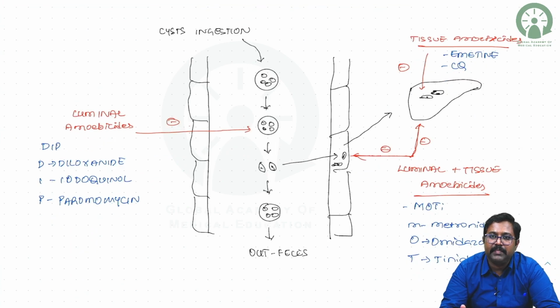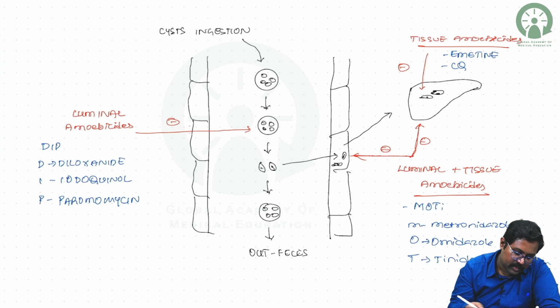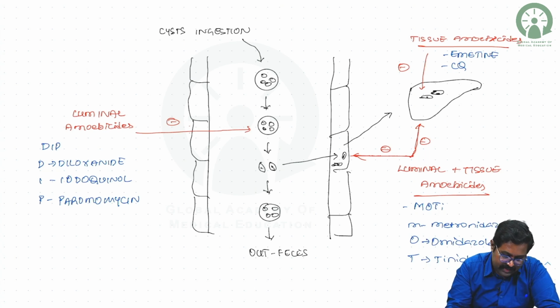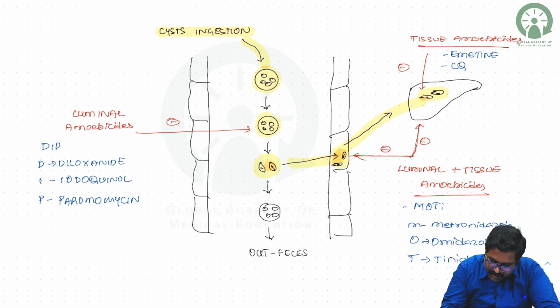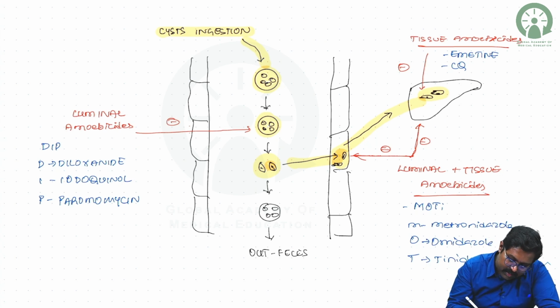This cyst which has been ingested reaches the intestine. In the intestine, it will get multiplied, and the cyst will be released, and again the released cyst will be stored in the intestinal lumen as well as in the tissue, and from here it will be carried to the liver, and it will be stored here. So this is the luminal, this is the tissue, and the rest of the cyst can be released out in the feces. So in the feces it can be passed out.